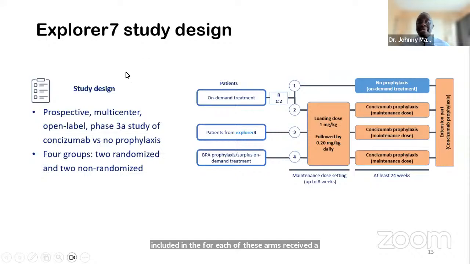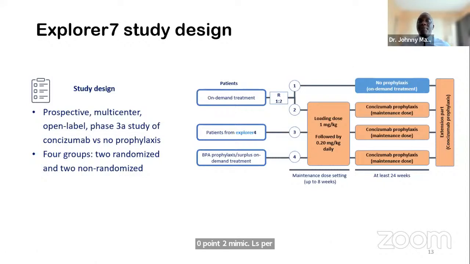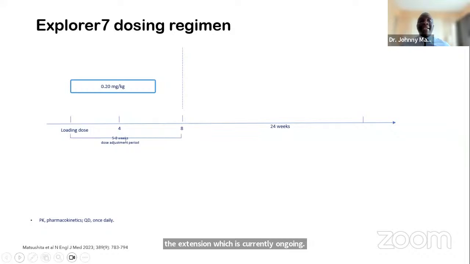per kg, followed by a maintenance dose of 0.2 milligrams per kg daily subcutaneously. And of course, they were followed up. Concizumab maintenance dose was continued. And I'll tell you what kind of dosing optimization was undertaken. The bottom line is that these patients at the end of a 24-week period were then put into the extension, which is currently ongoing. So the data I'm presenting is an interim analysis before the end of the study.